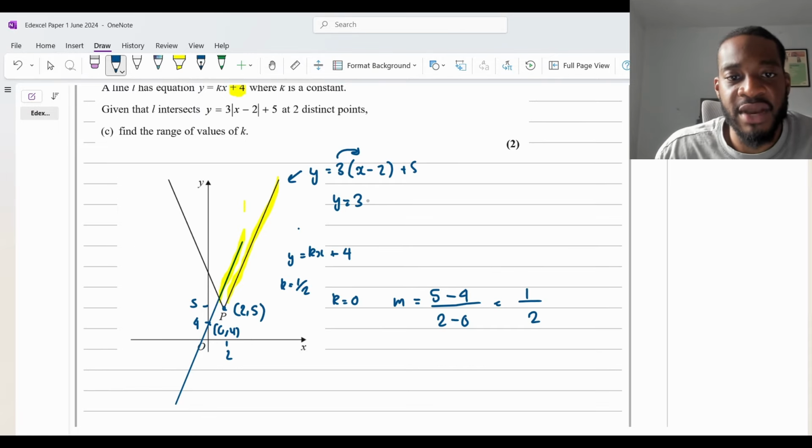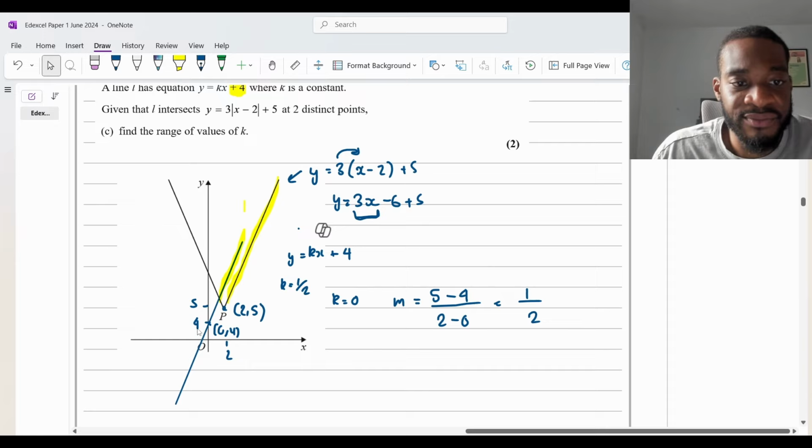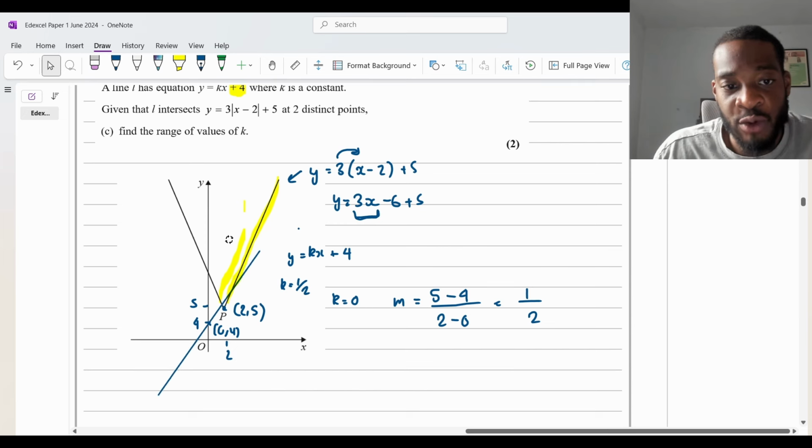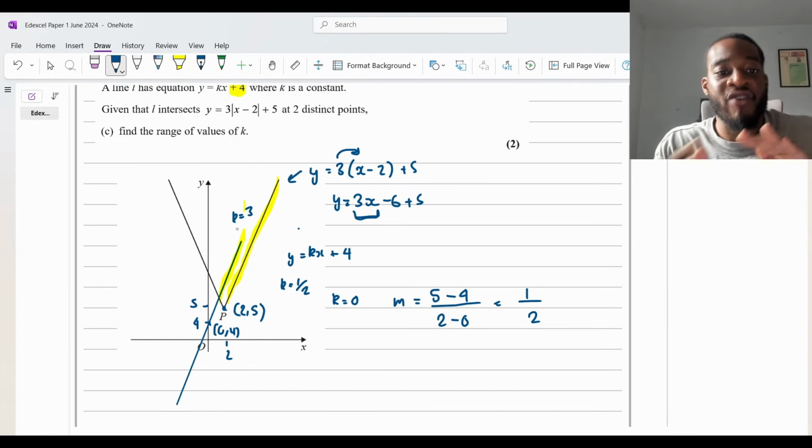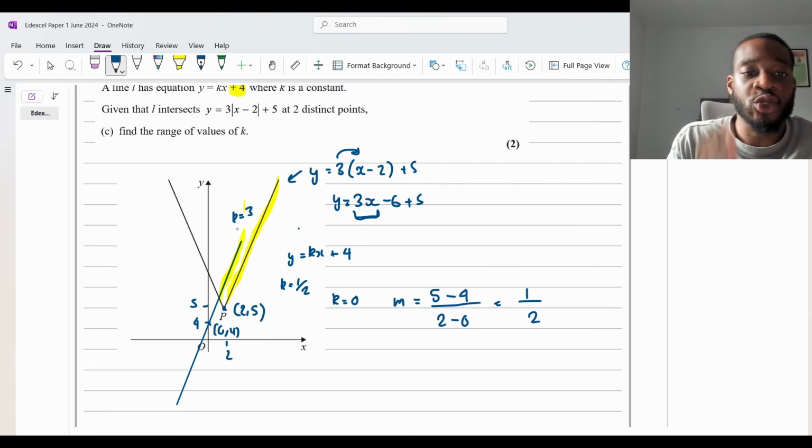Right? 3x minus 6 plus 5. The main thing, though, is that this gradient is 3, isn't it? So therefore, what we can say is if I get that line again, those values of k are going to range between 3, when it's directly parallel and not intersecting, and then it's going to go down to a half. So essentially, we've got two parts. We've got this part here where k equals a half, and then we've got this one here when k is equal to 3. So the line ranges between a half and 3 when it cuts twice, doesn't it?